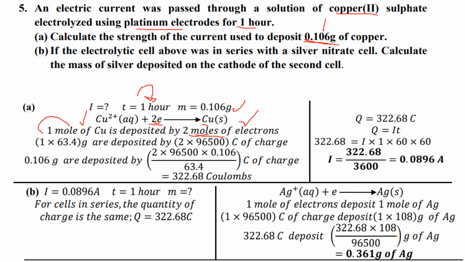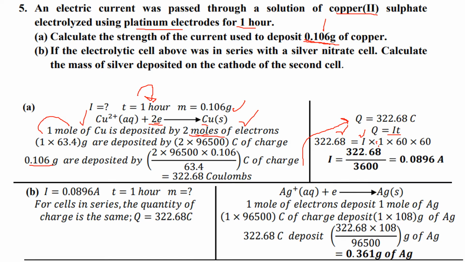Then what about the given mass, which was 0.106? It's going to give us a charge of 322.68 coulombs. Now looking at the charge required, charge is equal to 322.68 coulombs, but charge at the same time is the same as I times t, or current in amperes times time in seconds. The current in amperes we don't know, and it's the one we are supposed to calculate. The charge you have already got as 322.68. So current in amperes times time, and we had 1 hour.